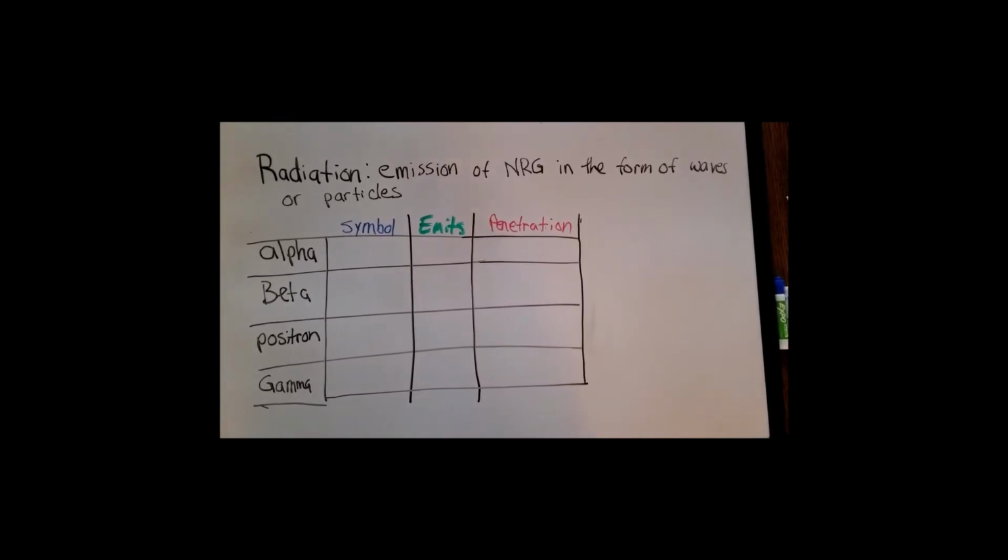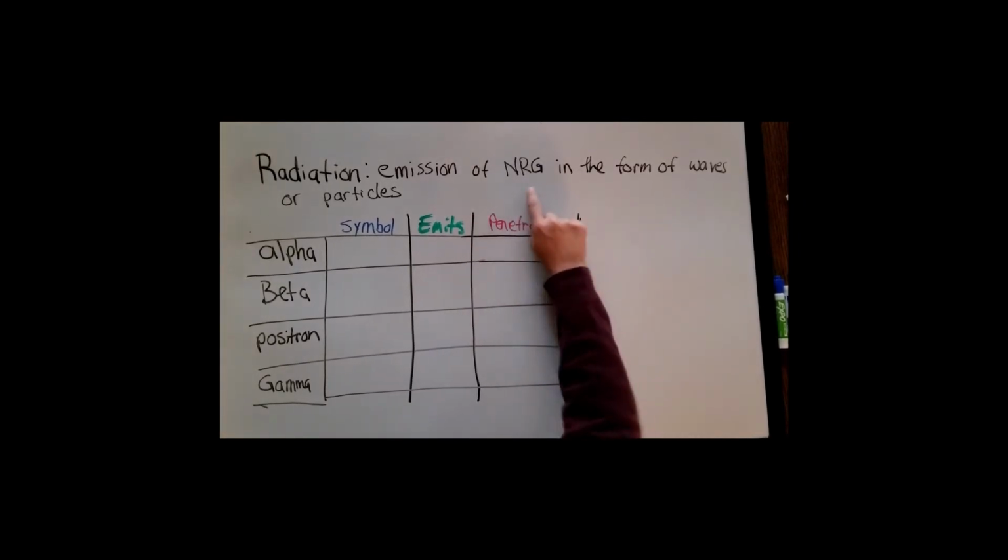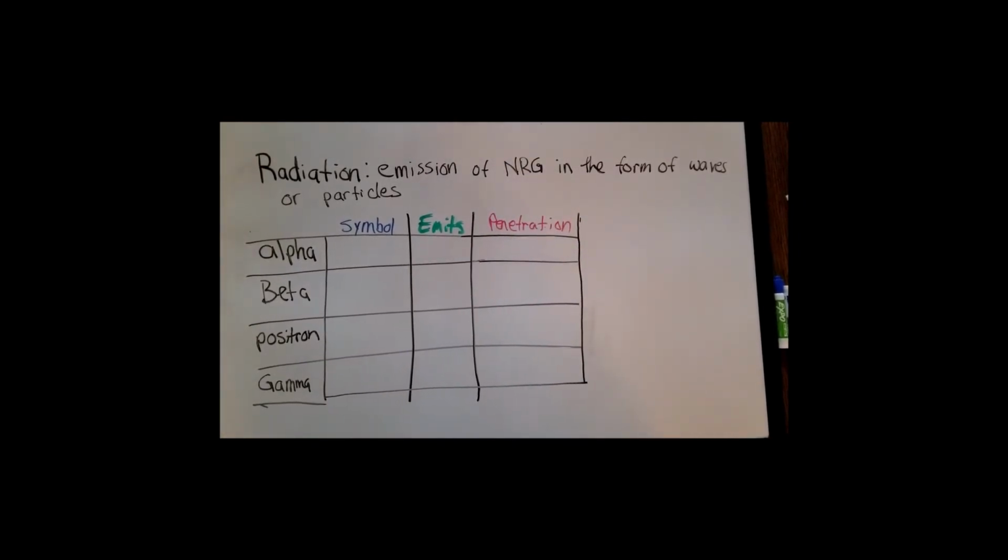Chapter 9 is all about radiation. So I'm going to start by talking about the definition of radiation. Radiation is the emission of energy in the form of either waves or particles. And we're going to talk about it in Chapter 9 mostly as particles.